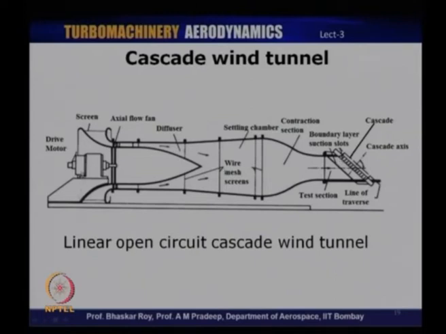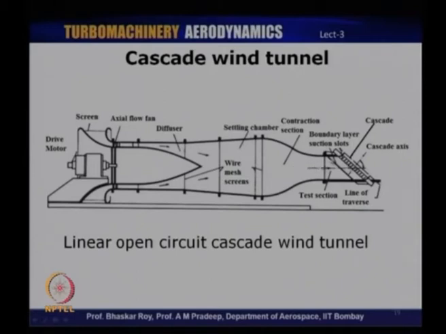So, a cascade tunnel, as you can see, consists of various components, and if you have seen a wind tunnel, a cascade tunnel is very similar to that of a conventional wind tunnel. It has all those components. There is a drive section here, where a fan drives the flow through a series of screens and wire mesh screens to ensure that the flow that reaches the test section is uniform and free of high levels of turbulence. And then there is a contraction section just before the test section to accelerate the flow and further reduce the turbulence levels.